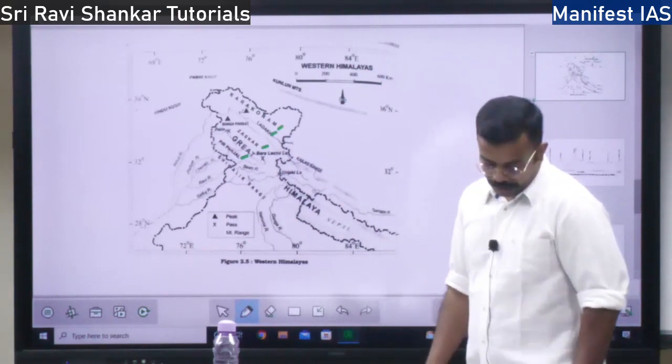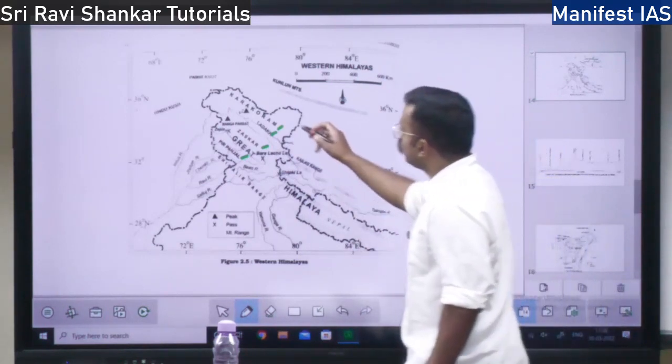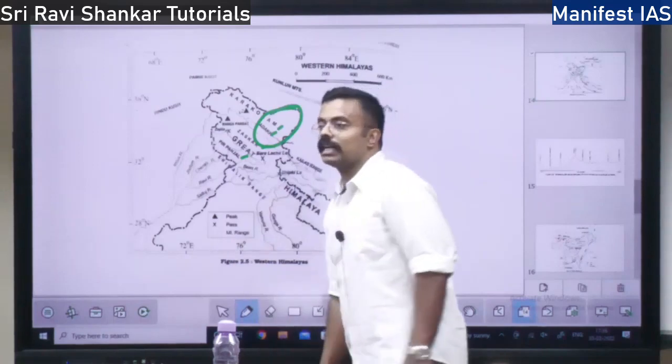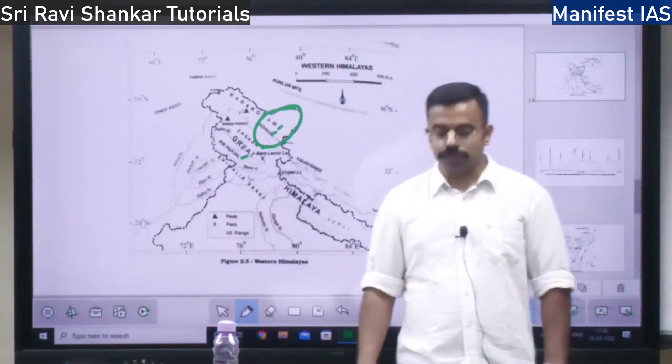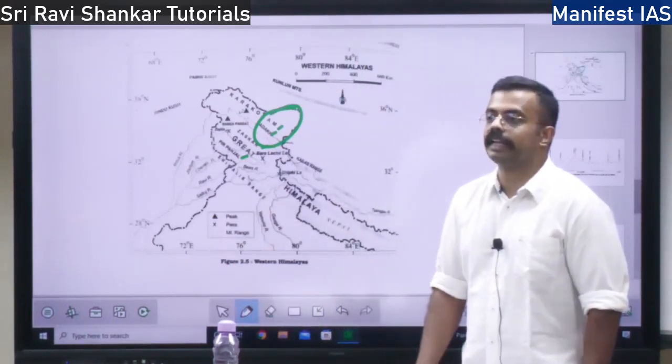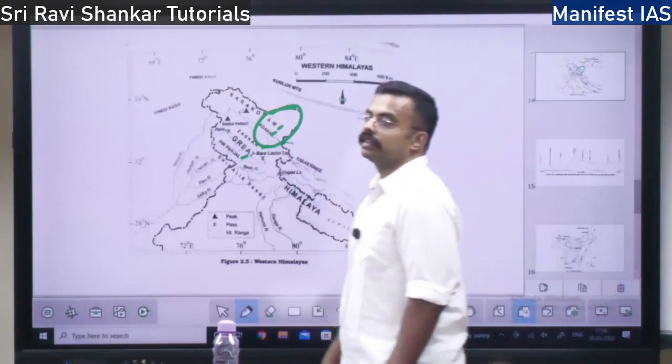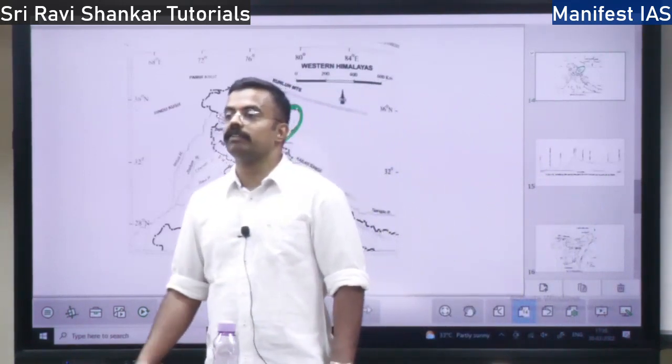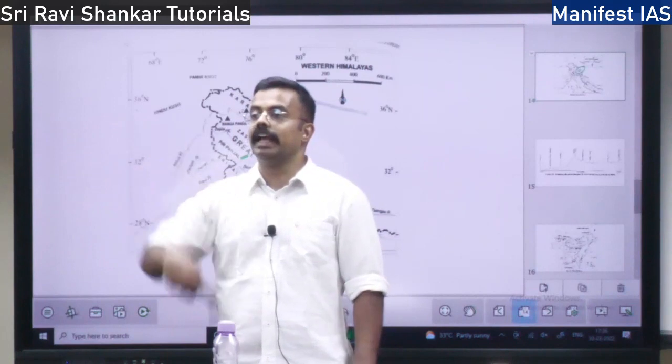Clear? So in the northeast, here you will find the cold desert, the Ladakh cold desert. Have you seen the movie Three Idiots? In the last scene, you will be in front of a lake, right?